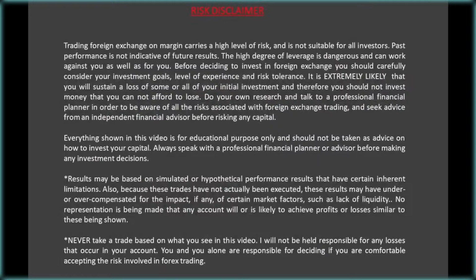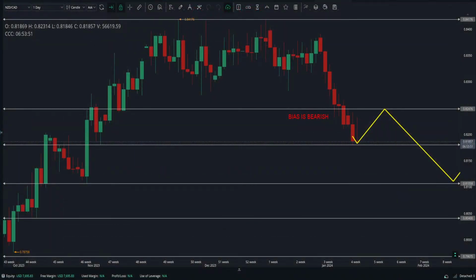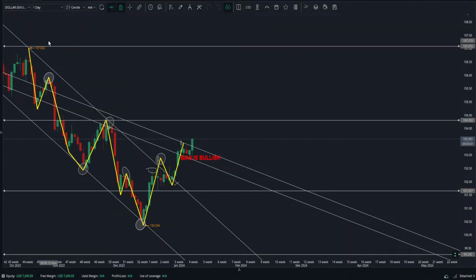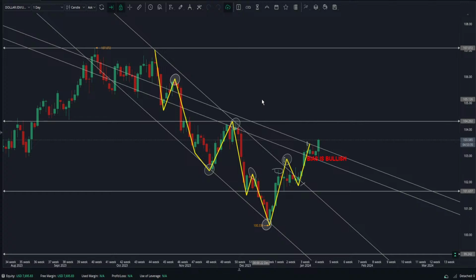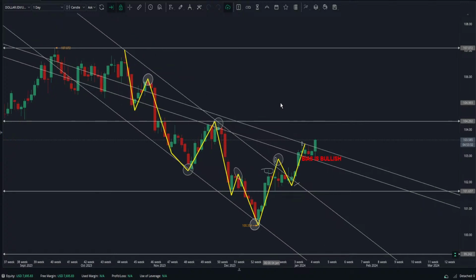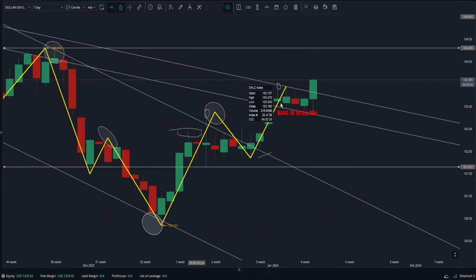Alright, so let's go to the charts now. On your screen is the New Zealand CAD, but this is not what we are going to talk about. The first thing that we are going to talk about is the US dollar index. Always and always start from the US dollar index, because you really want to know where the price is going next, and the cue can be taken from the US dollar index.